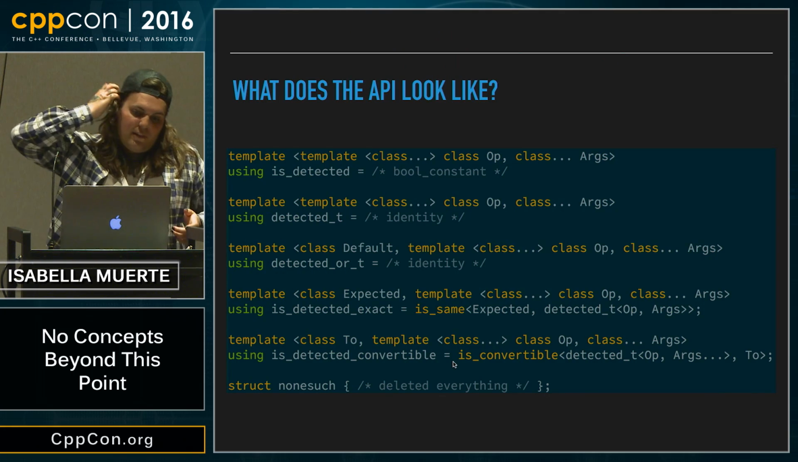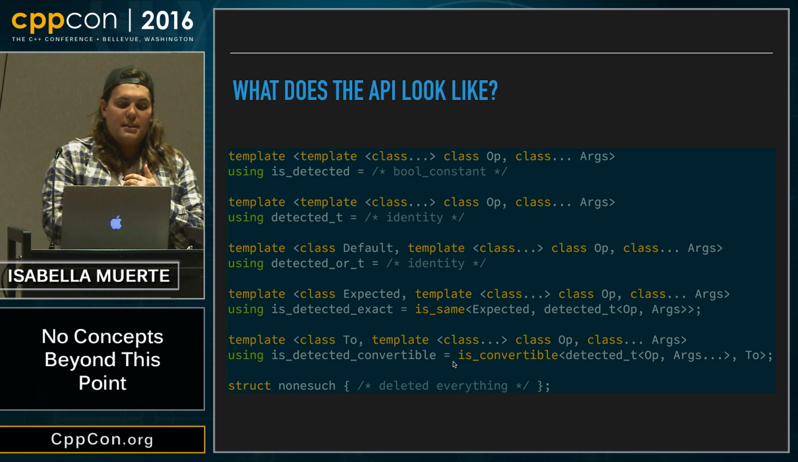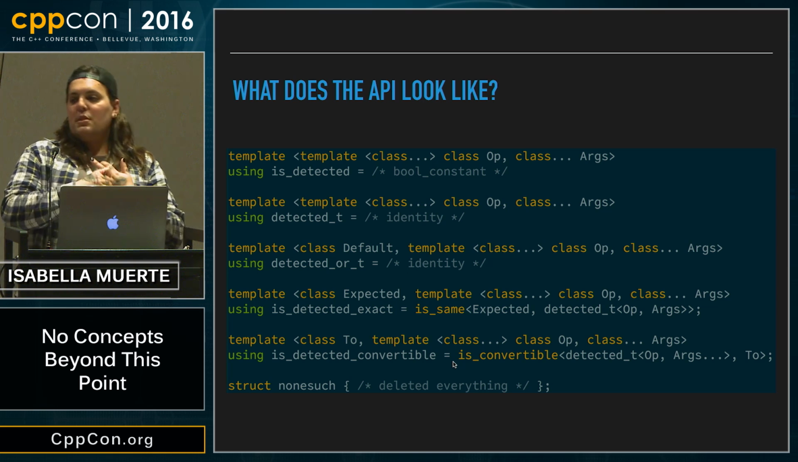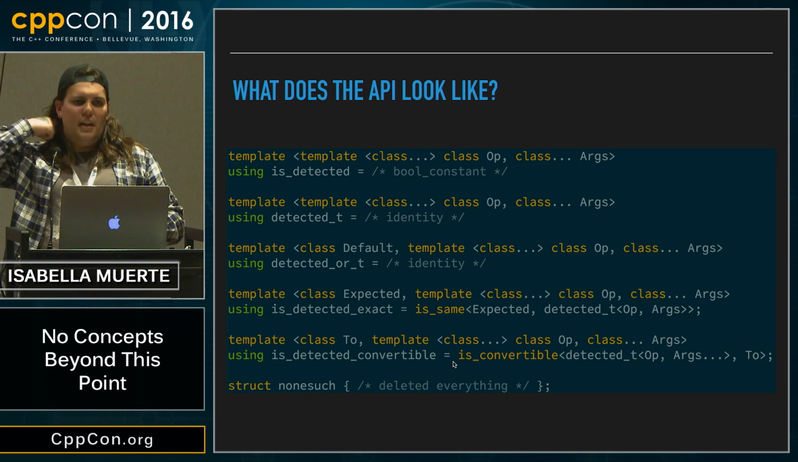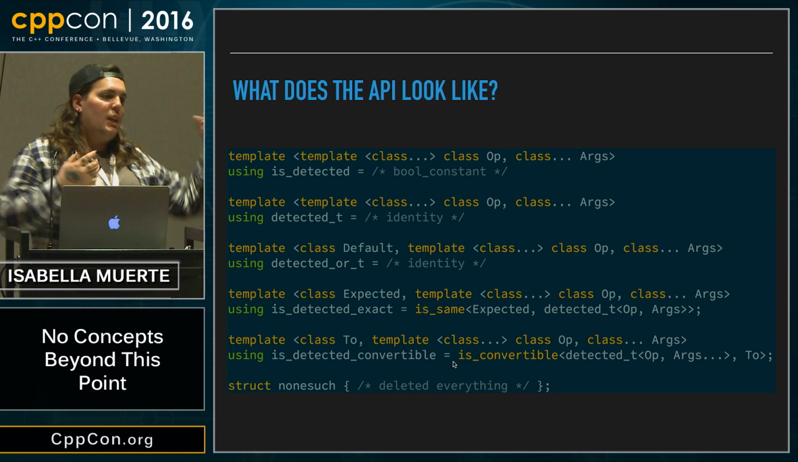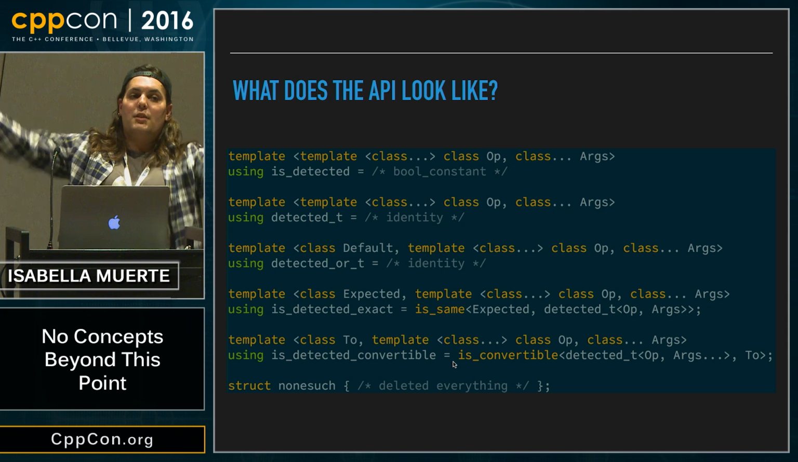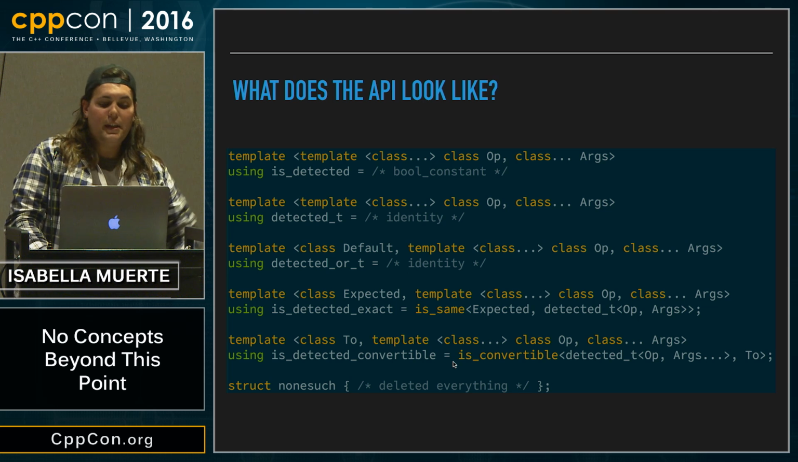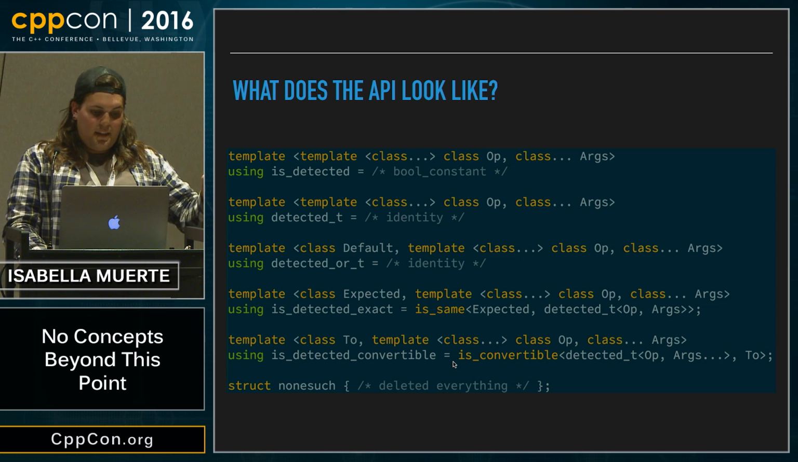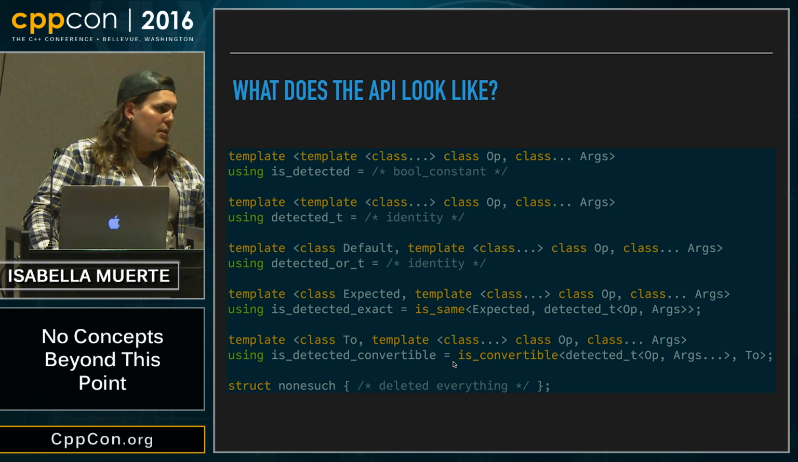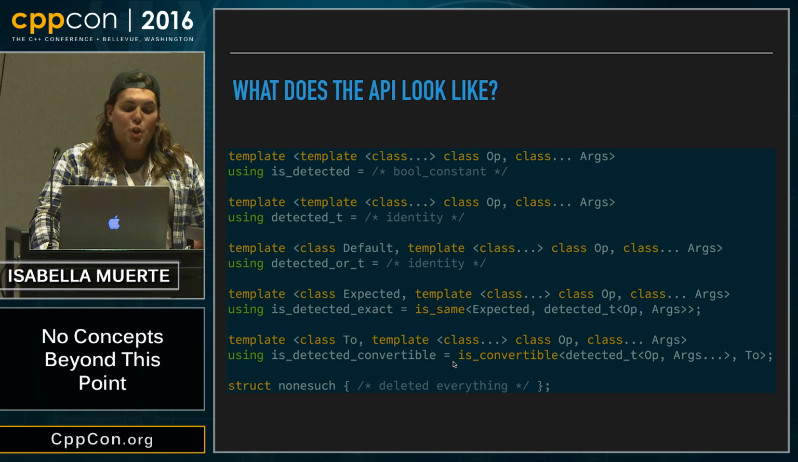So what does the API look like for the detection idiom? Well, you have an is_detected type, which inherits from some form of a bool constant. You have detected_t, which is basically just an identity. Detected_or is, if it can't find the type that you're trying to detect, it returns the type that you pass in. There's is_detected_exact, where you want it to be the exact same type. And there's is_detected_convertible, where the type has to be implicitly convertible to the type 2.